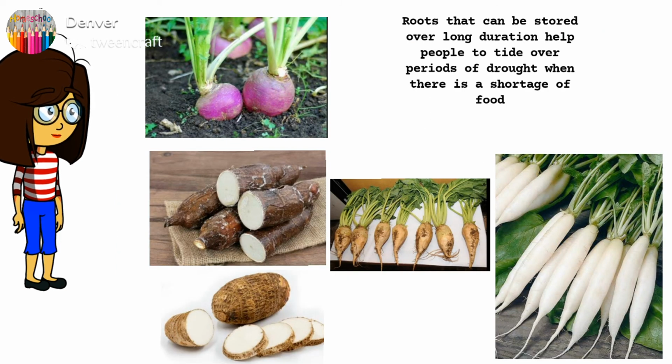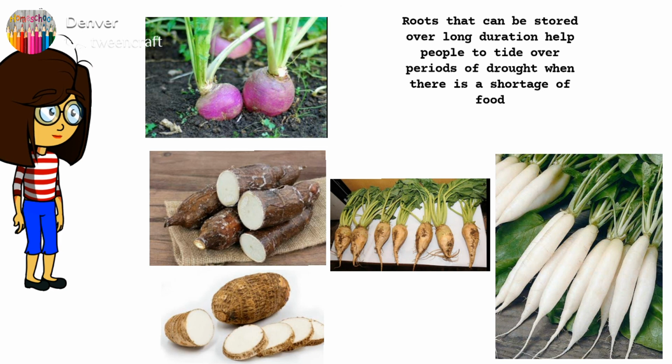Roots that can be stored over long durations help people to tide over periods of drought when there is a shortage of food. So these types of roots can be stored for a longer period of time. When there is a shortage of food during drought, when vegetables cannot be cultivated, people who do not have any other food eat these roots which are stored.